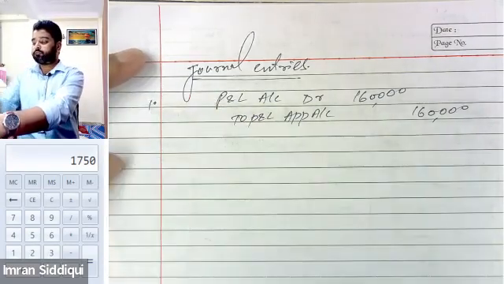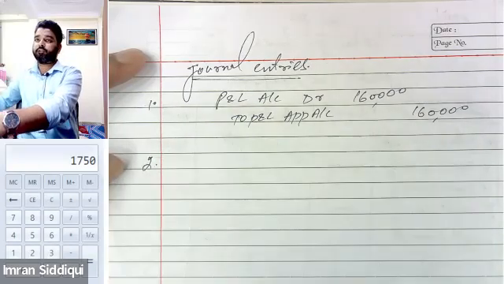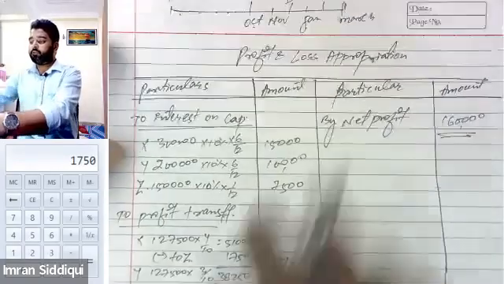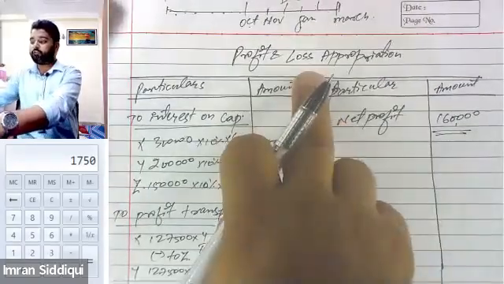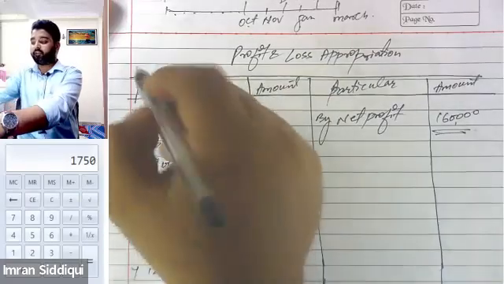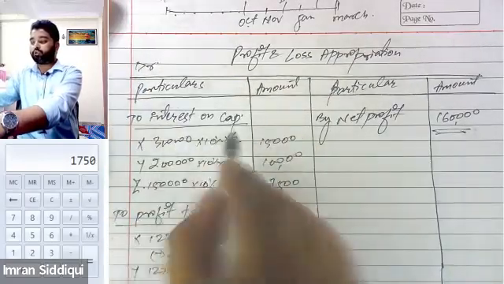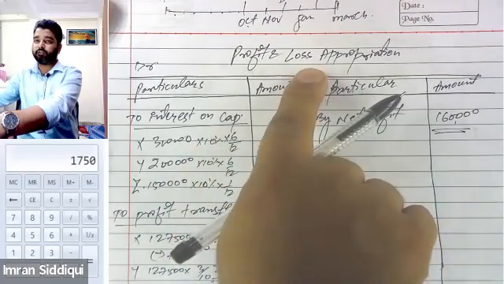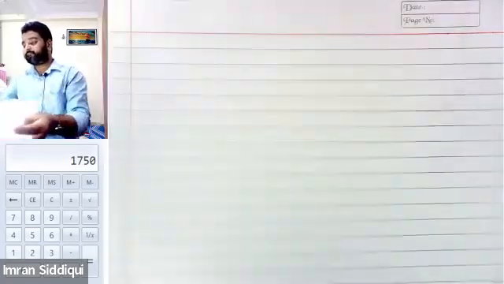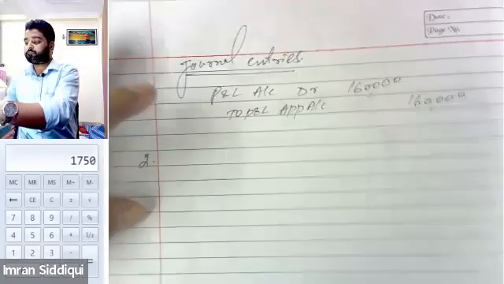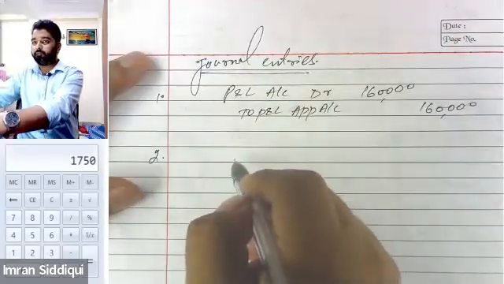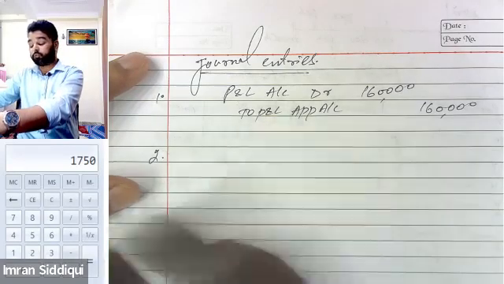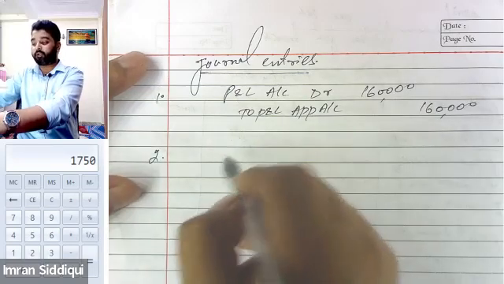First. Now, the second general entry will be for the interest on capital. See, in the P&L appropriation, all of you are able to see on the debit side, we have written the interest on capital. Since interest on capital is getting debited to P&L appropriation, so we will write down P&L appropriation account debit to interest on capital account.